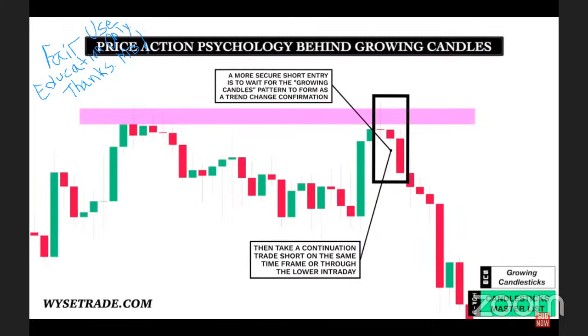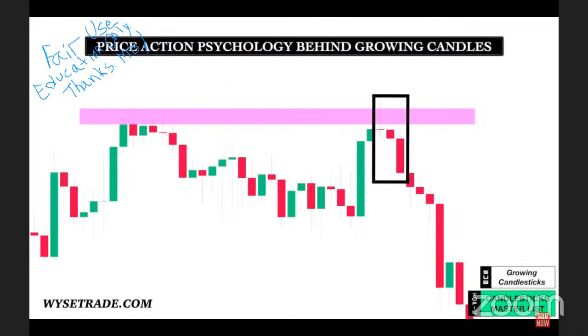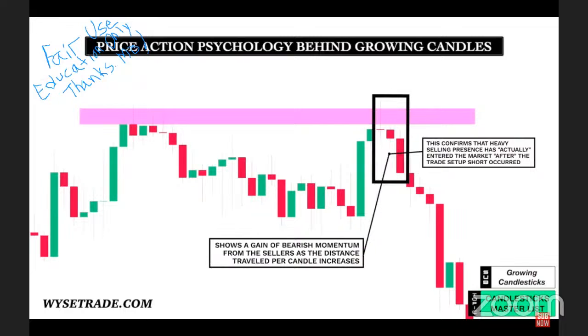So what is the price action psychology behind this pattern? The pattern confirms that heavy selling presence has actually entered the market after the trade setup because it shows a gain of bearish momentum from the sellers as the distance traveled per candle increases, meaning you can use the pattern as a trend change confirmation.